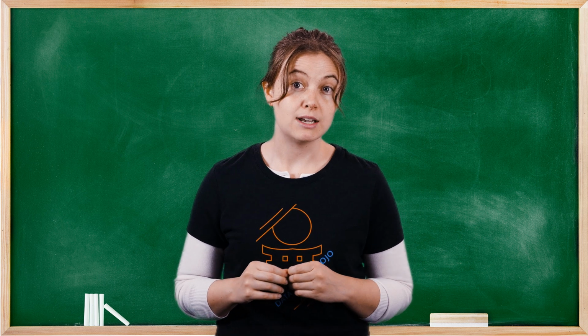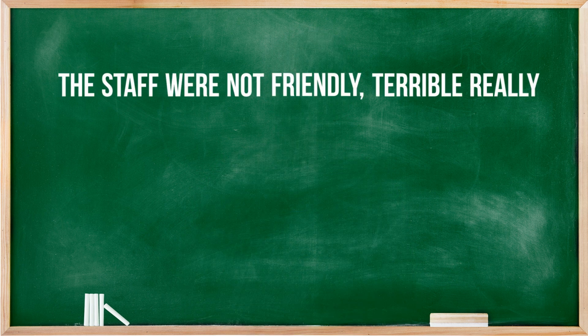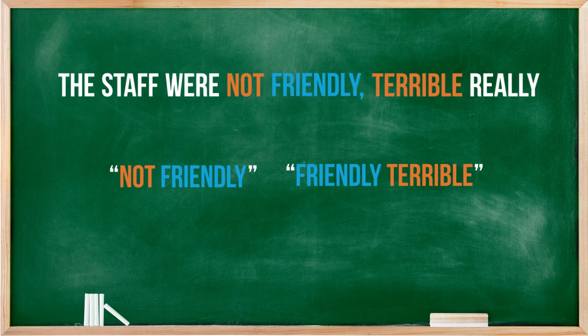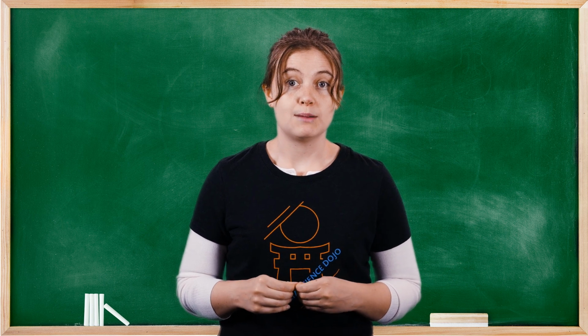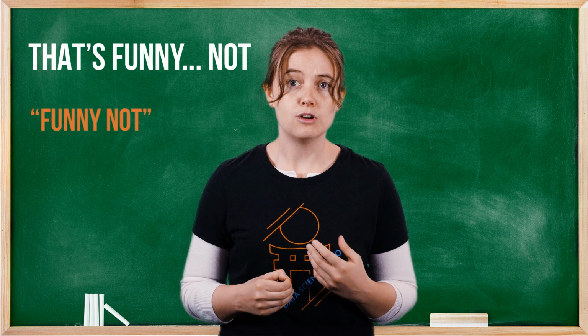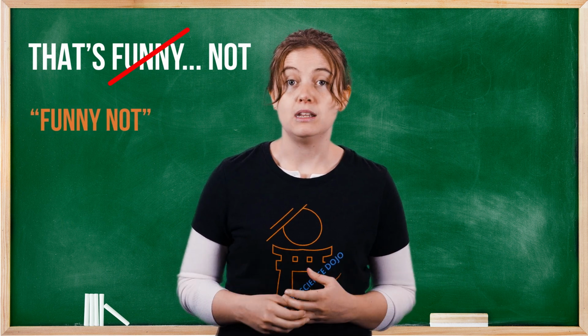N-grams are also useful when trying to capture words used in a negative context and vice versa. For example, the staff were not friendly, terrible really. Not friendly and friendly terrible is enough context to know that the word friendly is used in a negative context. In isolation, the word friendly is positive, but when looking at the before and after word, not and terrible cancel out the positive meaning, reversing it to have a negative meaning. Another example is capturing sarcasm, such as that's funny, not. When funny, not occur together, it also cancels out funny and reverses it to be the exact opposite in meaning.